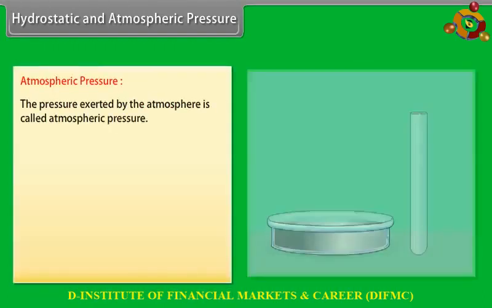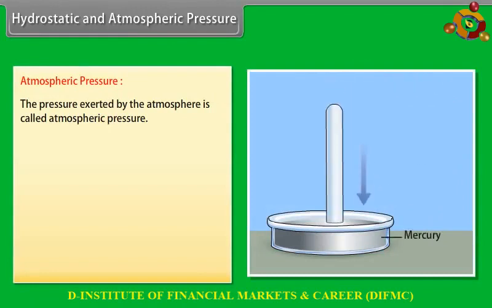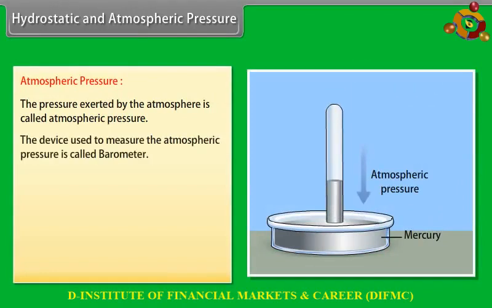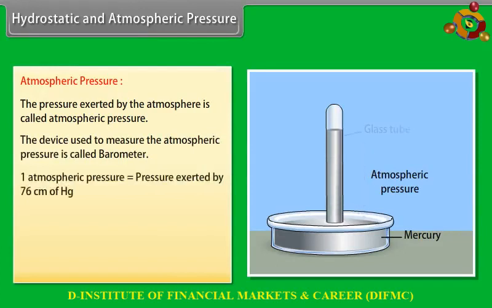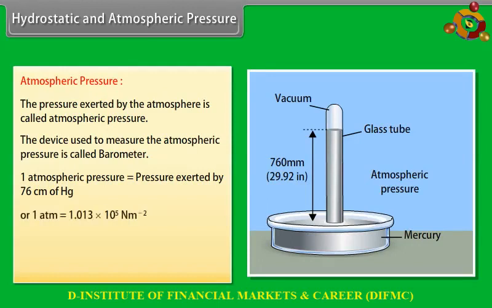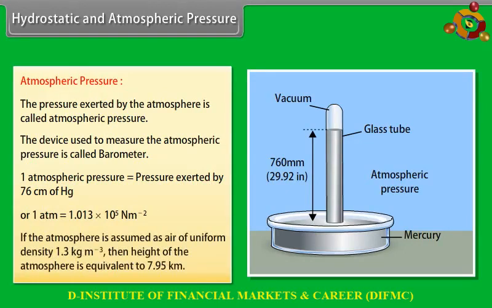Atmospheric pressure. The pressure exerted by the atmosphere is called atmospheric pressure. The device used to measure atmospheric pressure is called a barometer. 1 atmospheric pressure is equal to the pressure exerted by 76 centimeter of mercury, or 1 atm = 1.013 × 10^5 newton per meter squared. If the atmosphere is assumed as air of uniform density 1.3 kilogram per meter cubed, then the height of the atmosphere is equivalent to 7.95 kilometer.